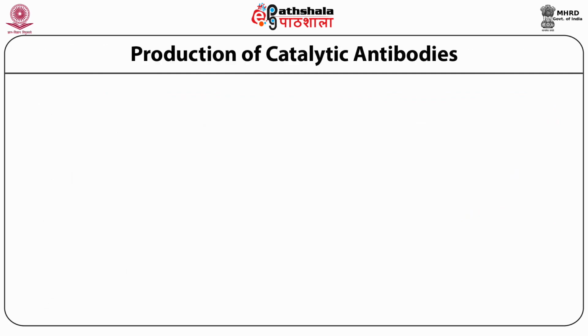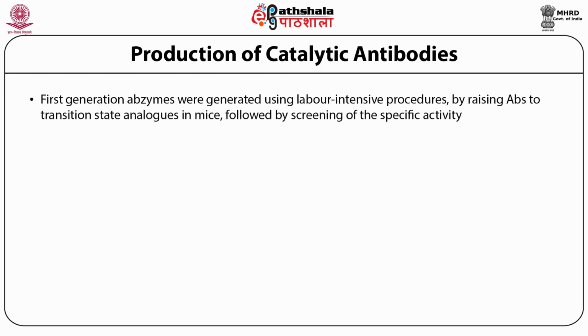Production of catalytic antibodies. How are these catalytic antibodies generated? The very first generation of catalytic antibodies were generated using laborious, intensive procedures where the antibodies were raised against the transition state analogues in mice, followed by screening of the specific activity. It was a time-consuming process. Enzymes selected by these methods generally turned out to have low turnover rates as well.